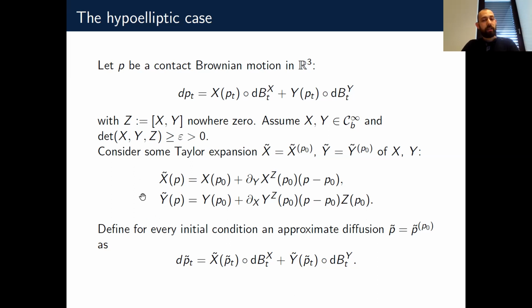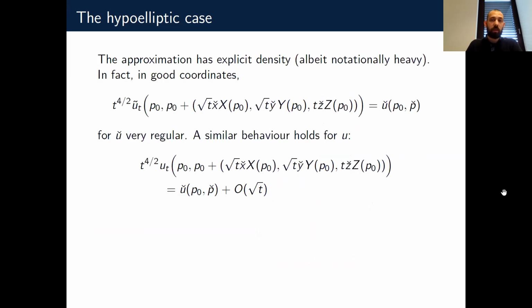And when I have my Taylor expansion, I just define my approximate solution, approximate diffusion, by the same thing. I just expanded my X and Y. I have my X dB, Y dB, X tilde dB, X tilde, Y tilde dB. And it turns out that we have more or less an explicit expression for the density of U tilde. When I say explicit, it's given as a Fourier transform.